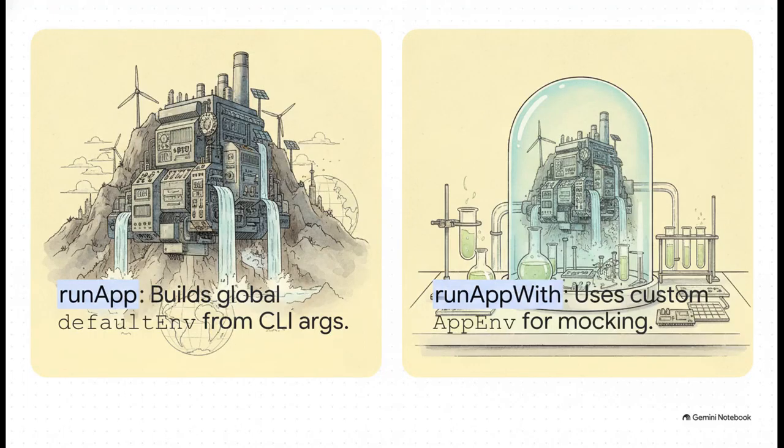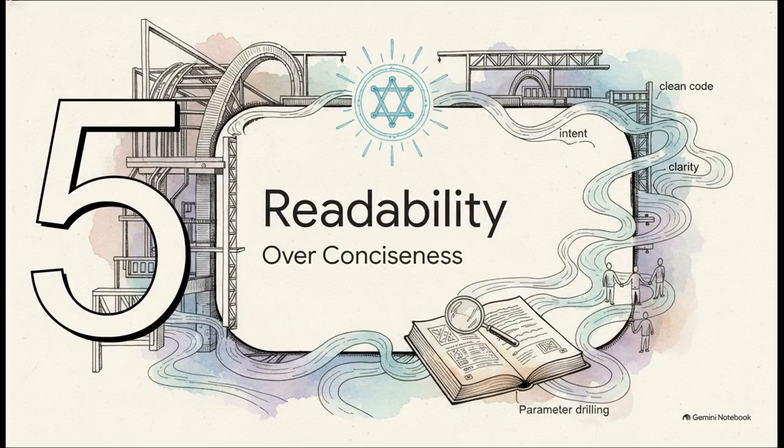And here is how we actually execute the code. On the left, we have runApp. This takes those raw CLI arguments, builds that default environment, and then applies that environment to all the functions inside our app monad. But what if we want to test our code? We obviously don't want to use real system handles or process runners during a test, right? That's exactly why, on the right side, we have runAppWith. This executor allows you to pass in a completely custom AppEnv instead of the default one. It is an absolute game changer for testing and mocking. Finally, Section 5, readability over conciseness.